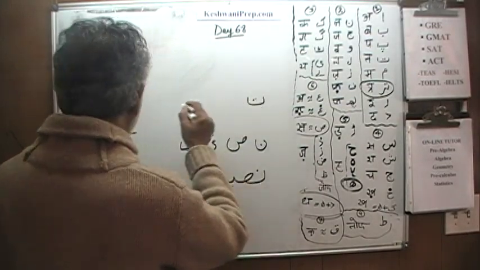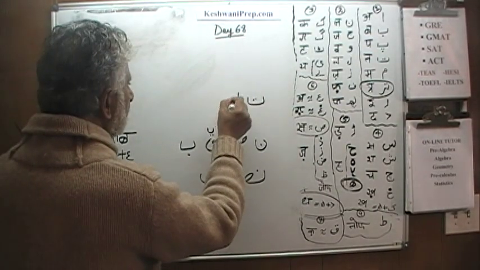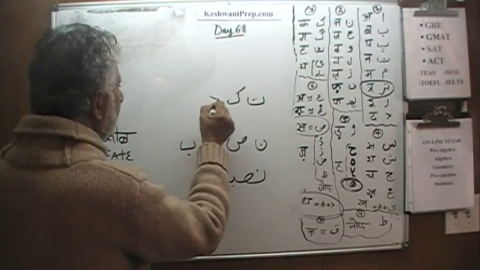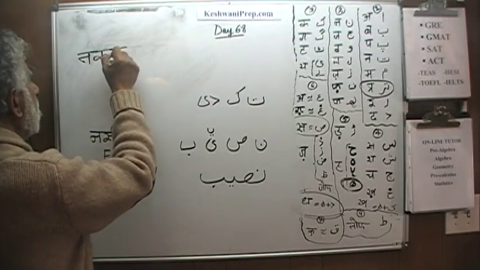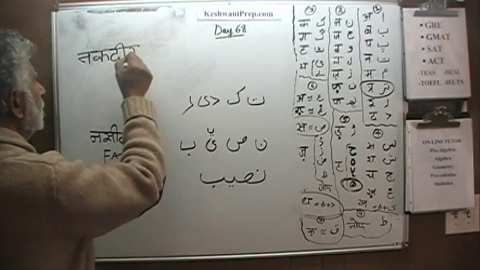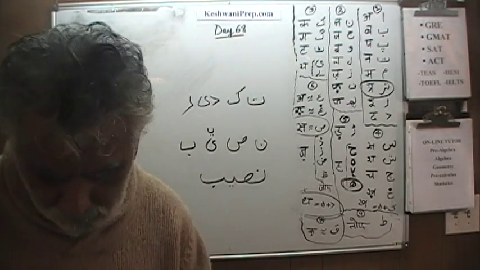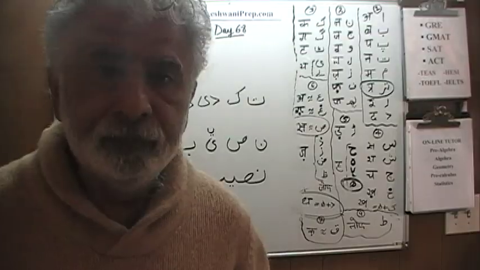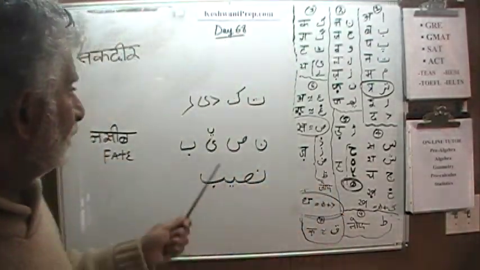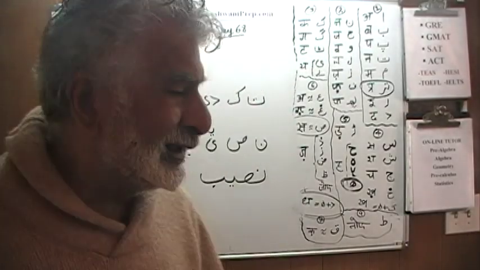Ta, ka, di, and then a row. Taqdeer. That's how you would spell taqdeer, but these spellings are not technically correct. Taqdeer is spelled with a Q.